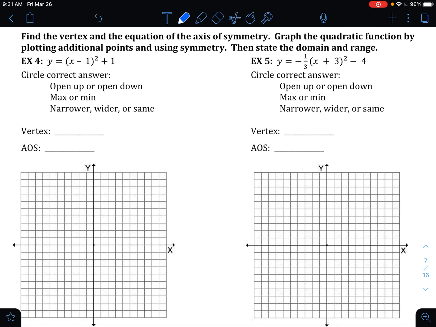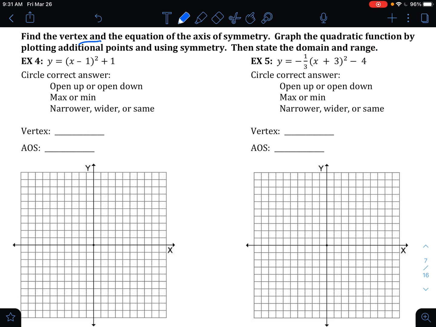So the only difference in graphing in vertex form is how you start the problem. We're going to find the vertex and the equation for the axis of symmetry. We're going to graph it by plotting additional points using symmetry. We're going to make a table of values and then do domain and range.